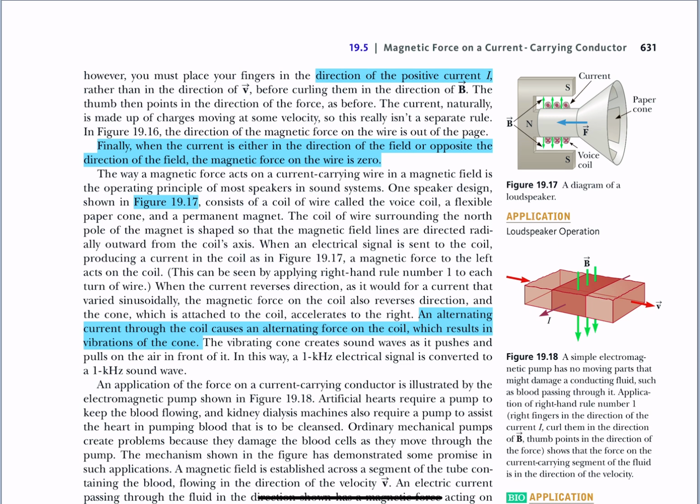Now have your thumb, representing the direction of the current, coming out at you into your face. Again, this is above the gray cylinder, which is the base of the gray cone. You'll notice that the palm of your hand is pushing to the left, which means that the paper cone will also move towards the left.